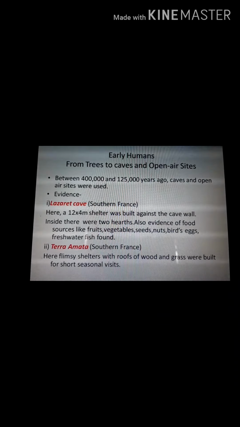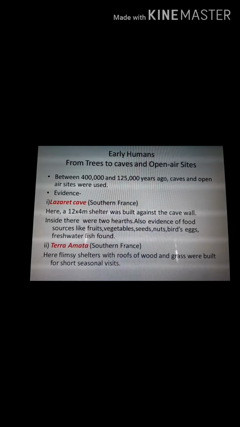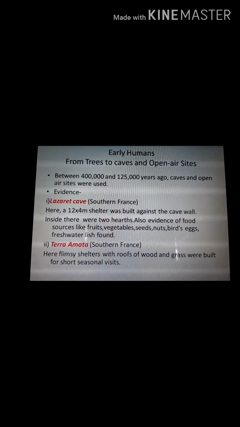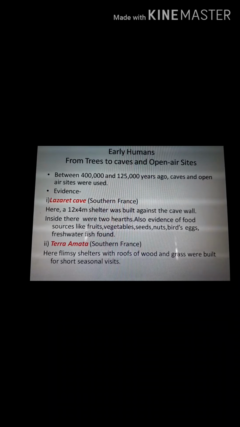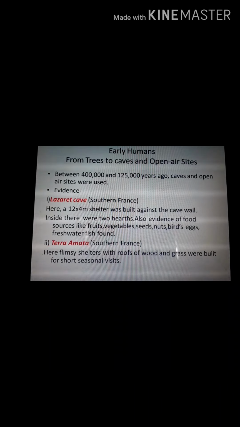Early humans: from trees to caves and open-air sites. Continuing with this topic, between 400,000 and 125,000 years ago, caves and open-air sites were used. Evidences are as follows. Lazaret Cave in southern France. Here, a 12 by 4 meter shelter was built against the cave wall. Inside, there were 2 hearths. Also, evidence of food sources like fruits, vegetables, seeds, nuts, birds, eggs, and freshwater fish was found.